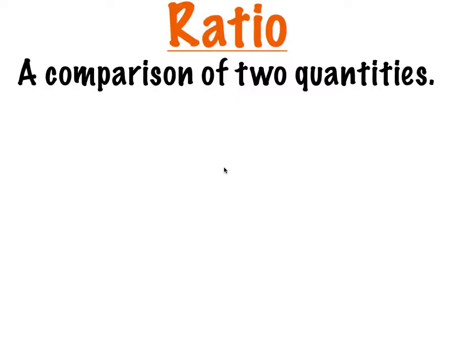All right, so your vocabulary for Module 6, Lesson 1, we have ratio. Ratio is a comparison of two quantities. So when you're comparing those two quantities, you don't need to use labels, but it does have to be done in the correct order.